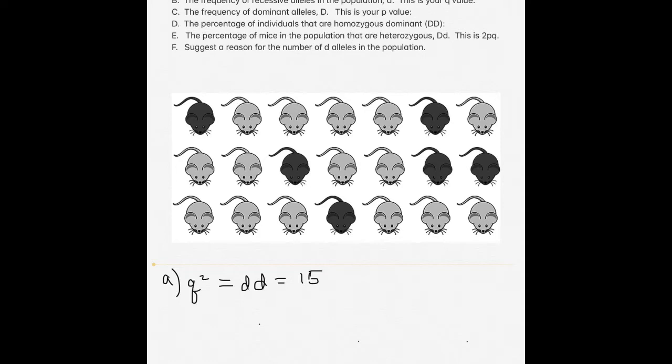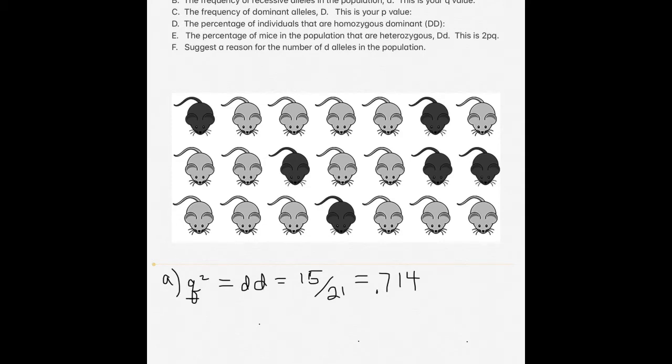Now, the total population size of these mice is 21. So if we want to calculate the frequency or the decimal point value for Q squared, we have to do the number of gray mice divided by the number of mice in total. So when we do that, we end up with 15 divided by 21, which when you plug that into your calculator, and you should all be doing that, you get 0.714. You can round this as much or as little as you want. The more you keep the numbers, the more accurate your results will be. So that's my Q squared value. I am done with A.